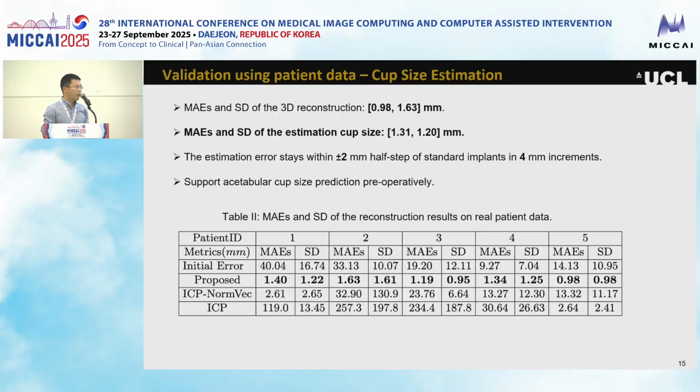Based on the reconstruction map, the surgeon can use it to estimate the cup size. We compare the estimated cup size with the intraoperatively confirmed cup size. And we get a mean absolute error and standard deviation of the cup estimation of 1.3 millimeters and 1.2 millimeters. The estimation error stays within half a step of the standard implants, which come in 4 millimeter increments. So this conclusion supports that our method can support accurate cup size prediction preoperatively.